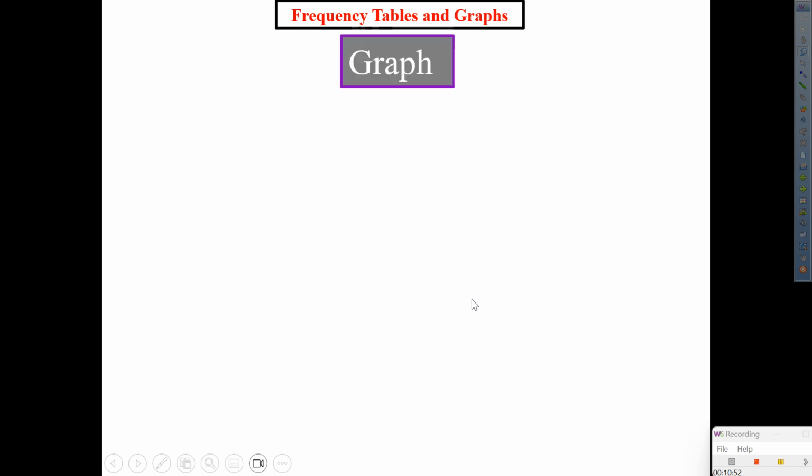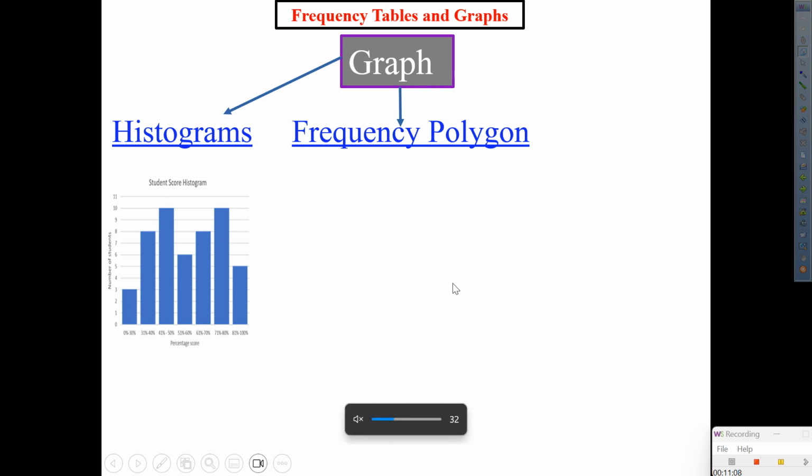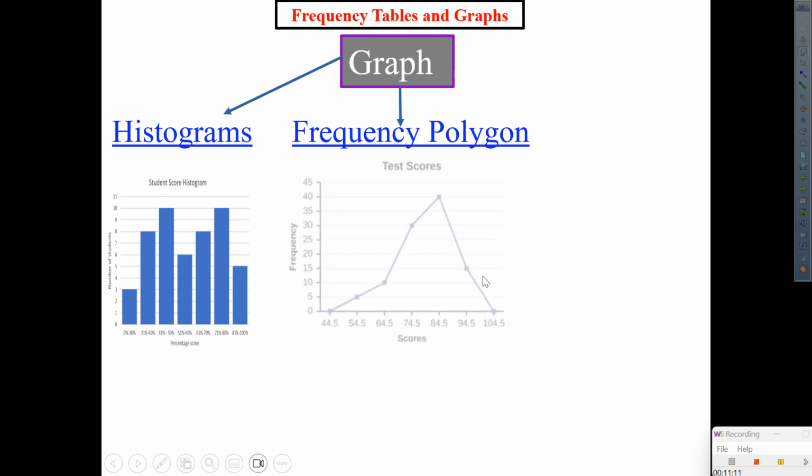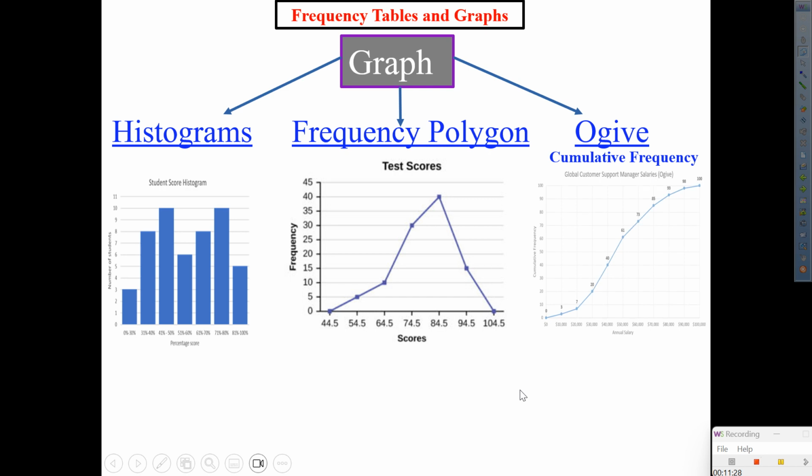So, graphs. We're going to be talking about 3 types of graphs. The first one, histograms. You should have seen this in 7th or 8th grade, and they look like this. Second type, frequency polygons. Frequency polygons are as follows. They kind of use the same data, but then it's connected in a weird fashion from point to point. And the third one is known as ogive, also known as cumulative frequency, and they look like this. They can use the same data, but it's represented in a different way.